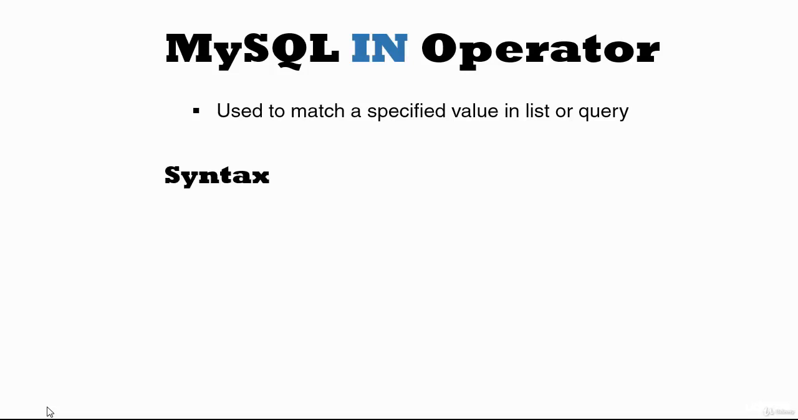The syntax to specify the in operator is within a select statement in the where clause. The where clause is where you attach the in operator. You specify the condition in the where clause, then you attach the in operator. So let's have a look at an example.